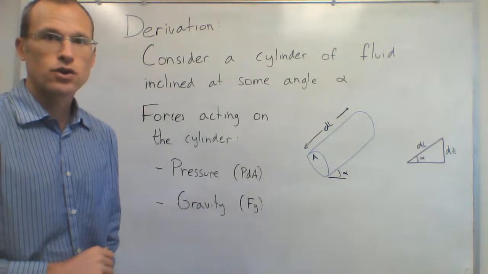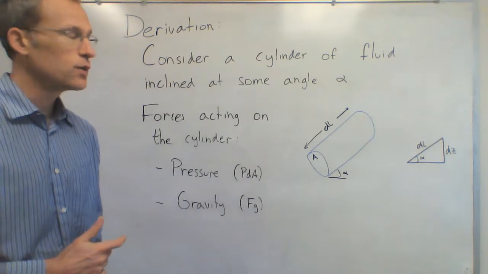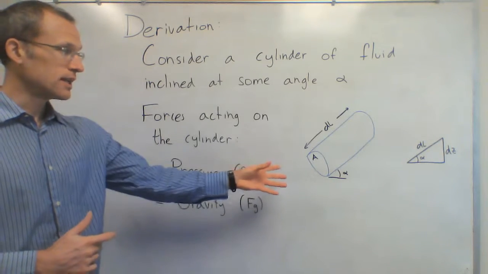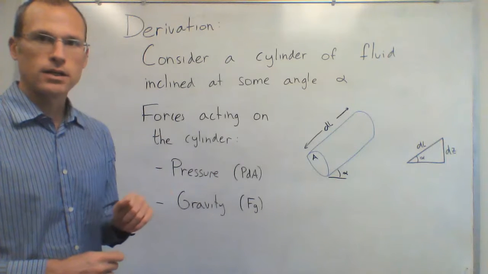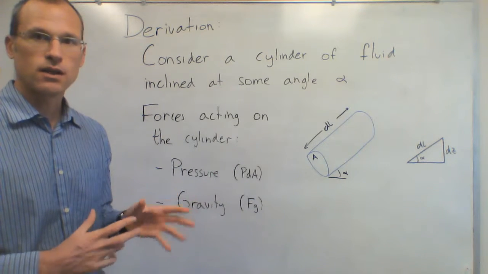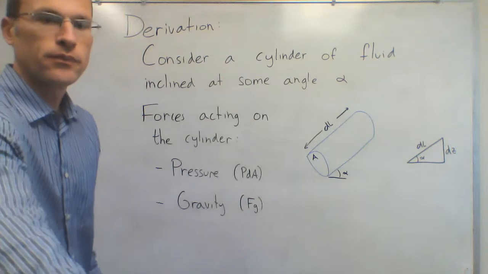So in today's lesson, I'm going to derive Euler's equation. To do that, I'm going to consider a cylinder of fluid that's inclined at some angle alpha. The actual shape doesn't really matter too much, but a cylinder makes it kind of easy mathematically, so that's what we're going to do.